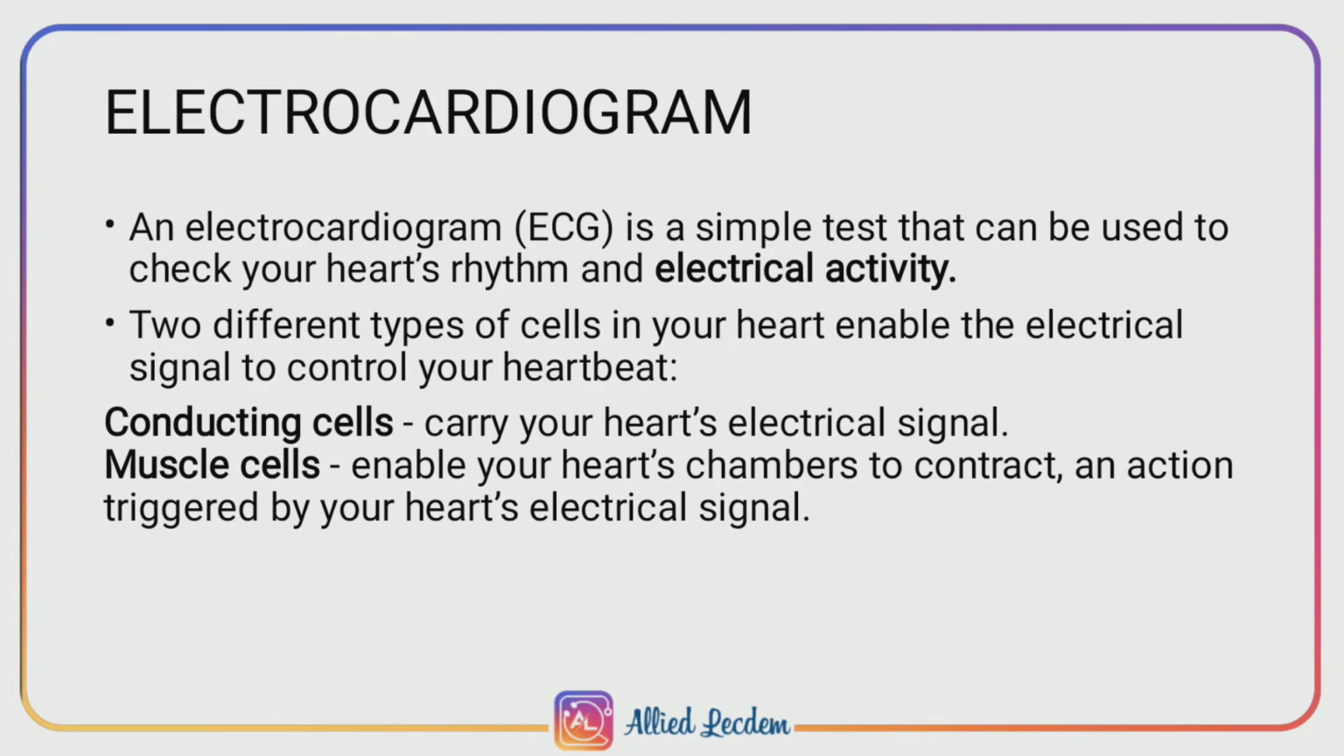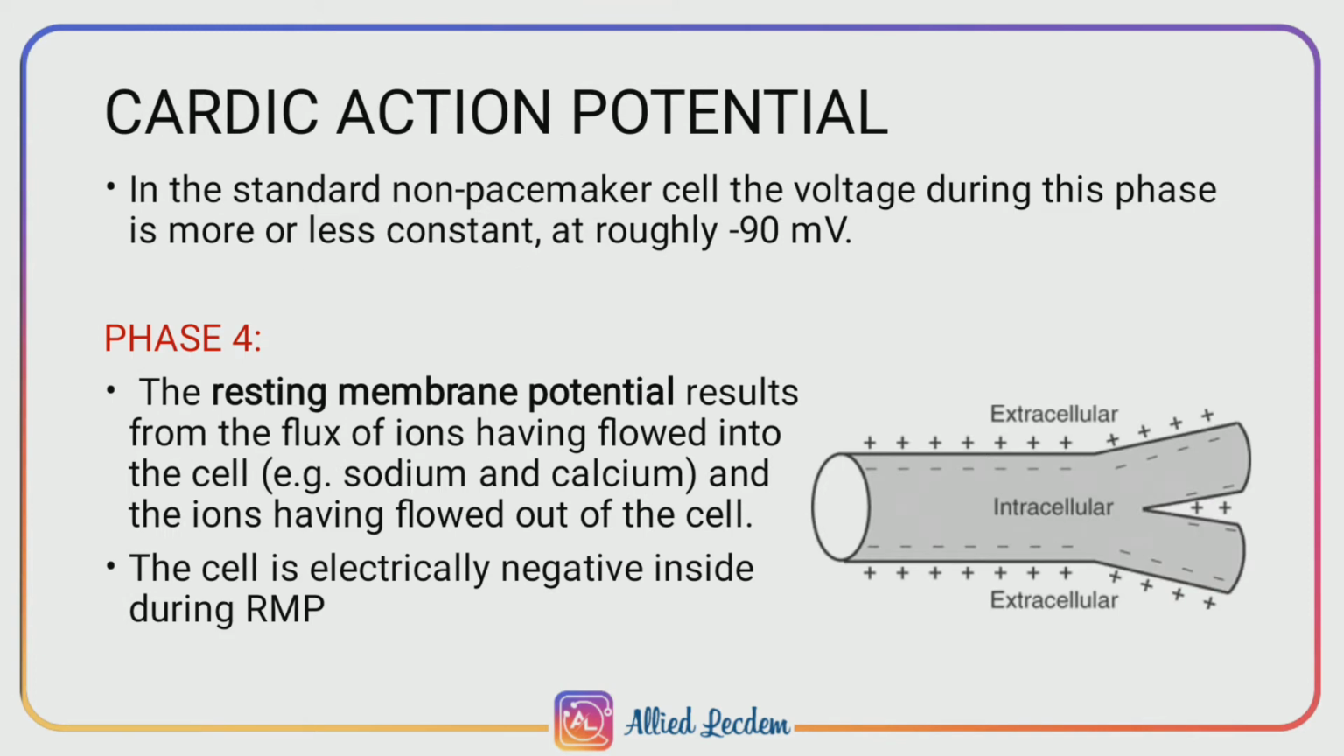There are two different types of cells in your heart. Number one, conducting cells, also called pacemaker cells. Number two, muscle cells, also called non-pacemaker cells or myocardial cells. Cardiac action potential. The cardiac action potential mainly deals with the ionic channels of the cell. In the picture, you can see the positive charge in the extracellular space and negative charge in the intracellular space. The positive charge comprises the ions sodium, calcium, and potassium.